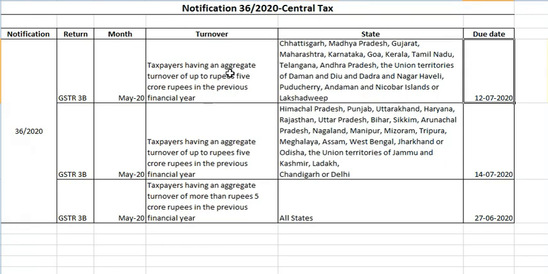If the taxpayer has a turnover of up to rupees 5 crores in the previous financial year and belongs to the states of Himachal Pradesh, Punjab, Uttarakhand, Haryana, Rajasthan, etc., then the due date to file GSTR 3B for the month of May 2020 is 14th of July 2020. And in case the taxpayer has a turnover of more than rupees 5 crores in the previous financial year, he may belong to any state. The last date to file GSTR 3B for the month of May 2020 is 27th of June 2020.